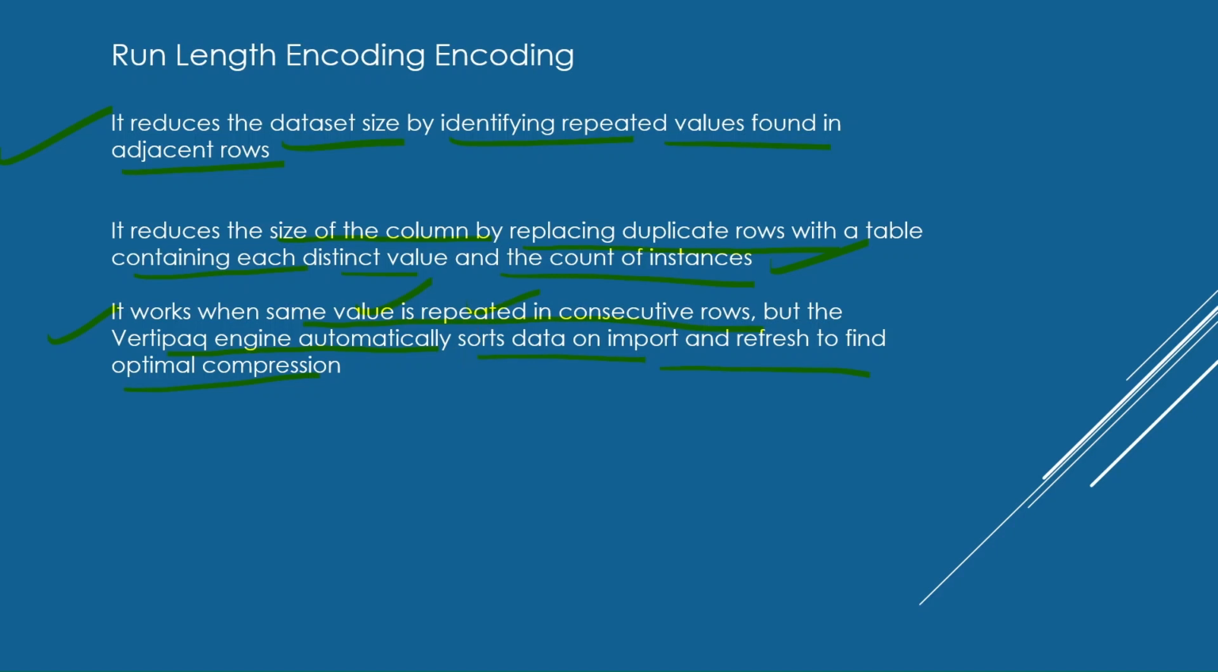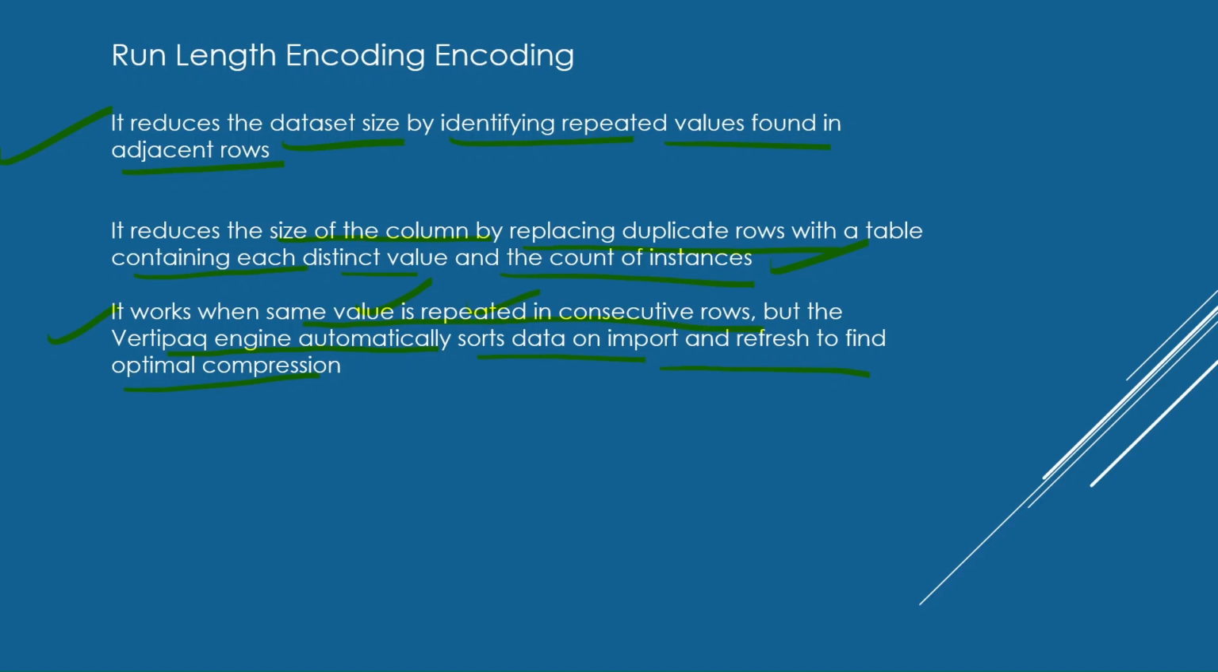But what if the data is duplicate, but the duplicate values are not present in consecutive rows? How will the run length encoding function apply? Whenever we import the data into Power BI, it automatically sorts the data and refreshes the data to find the optimal compression.